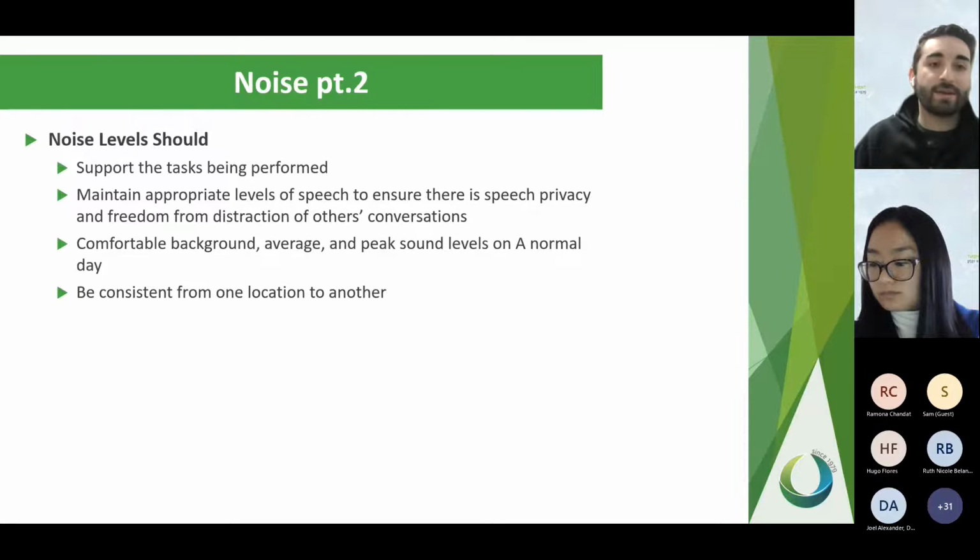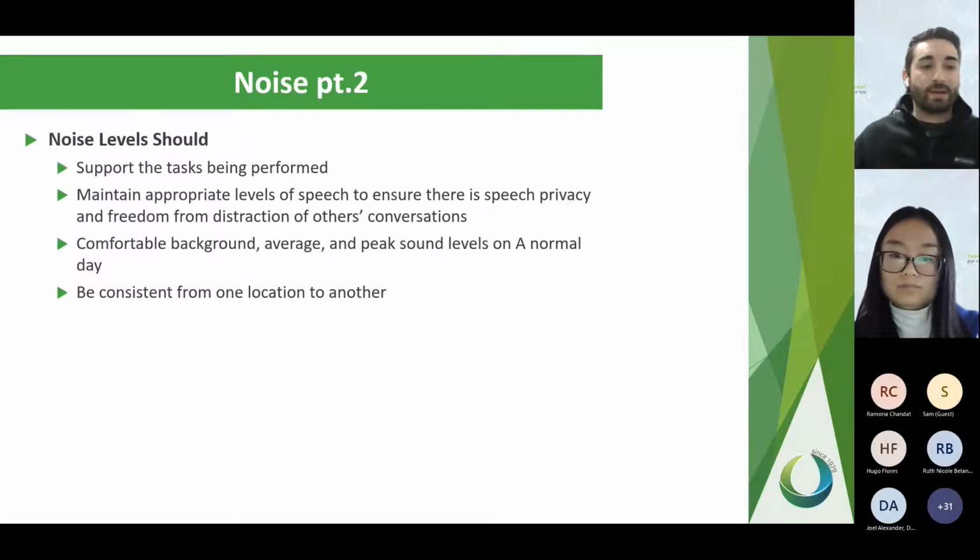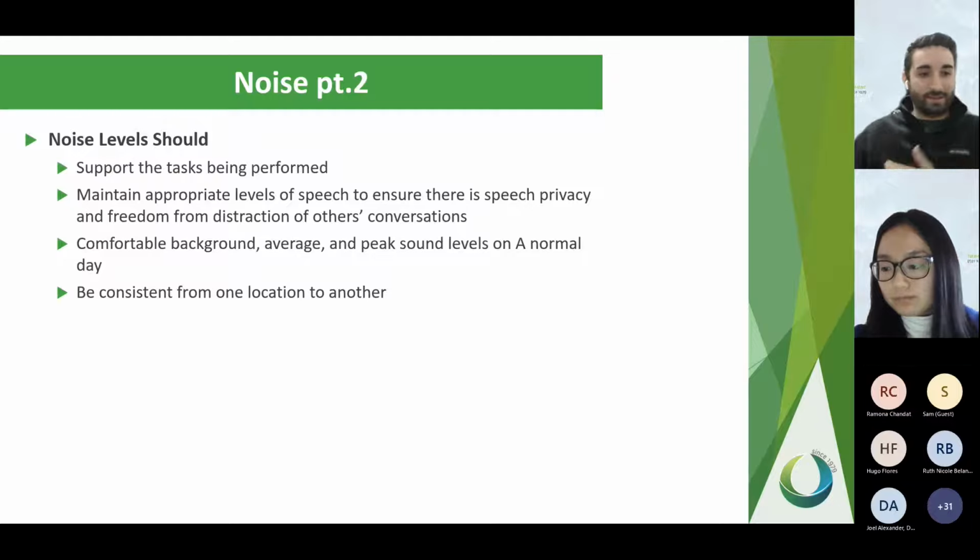And also, the sound needs to be consistent from one location to another. Let's say it's an open office plan. The sound should be consistent throughout, so you don't have people yelling and screaming on one side and others for whom it's super quiet, but it's not quiet because they hear other people yelling. So that sort of thing.